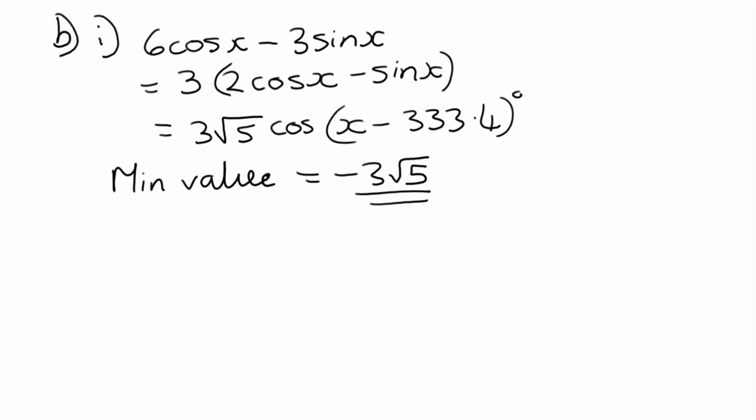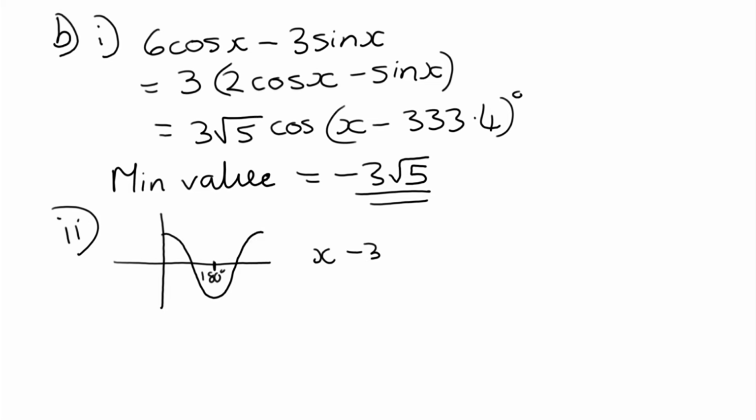When does this occur? That's part 2. Okay, the quickest way of doing it is just checking a regular cosine curve. So the cosine curve, its minimum value occurs at 180 degrees. Okay, that's 180 degrees there. So all we do is put our bracket equal to 180. So because it's minus, we'll add that on to 180. And we get 513.4 degrees.